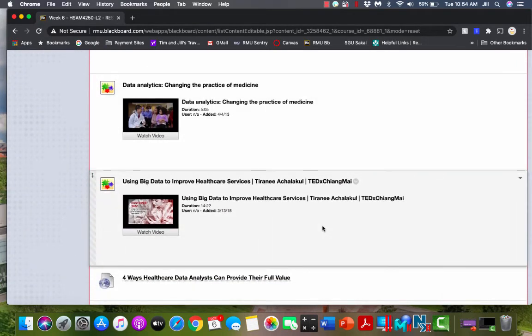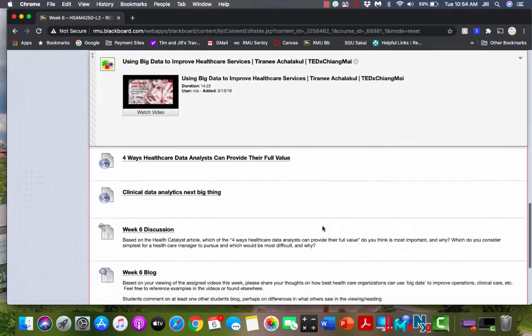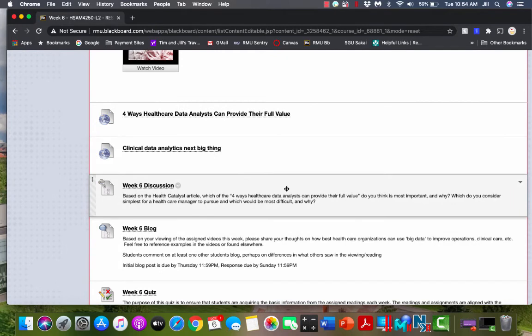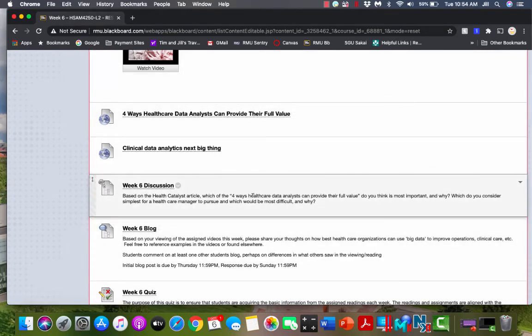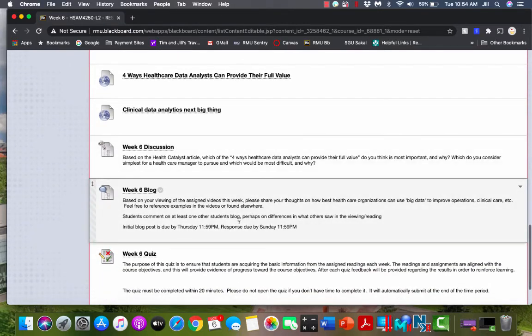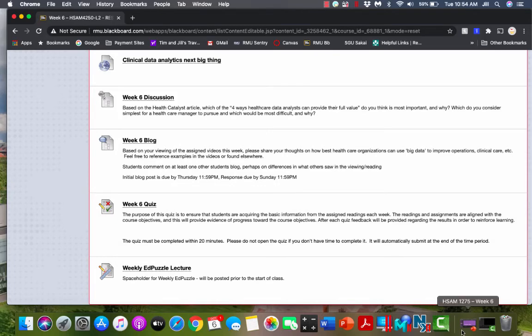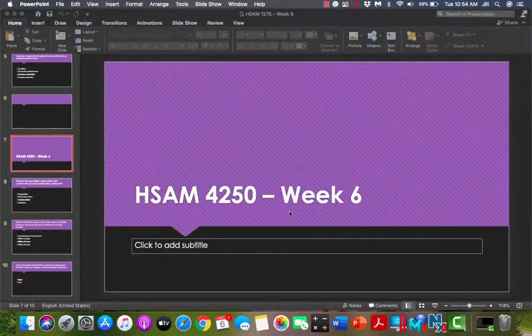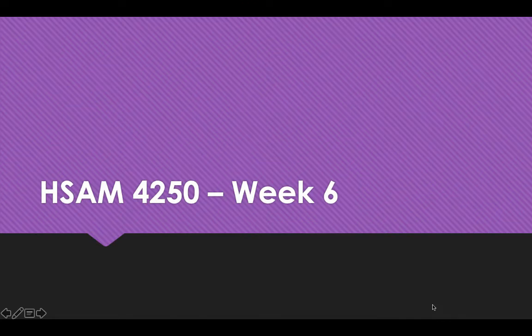Also, I think most of you took my data analytics class, so you're probably familiar with most of those areas. But our discussion this week is about this article here, data analysts and how they can provide their full value. We have a blog this week, and then we have our quiz, and then obviously this Edpuzzle. So sorry.